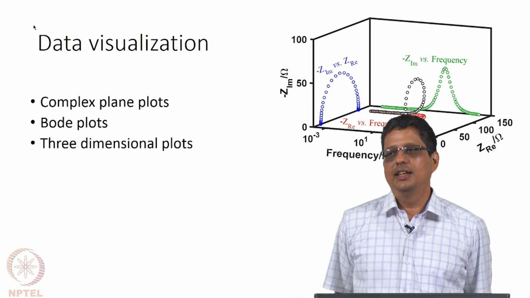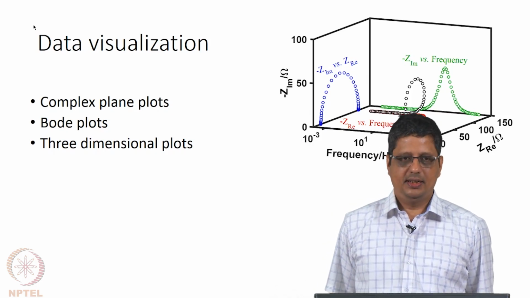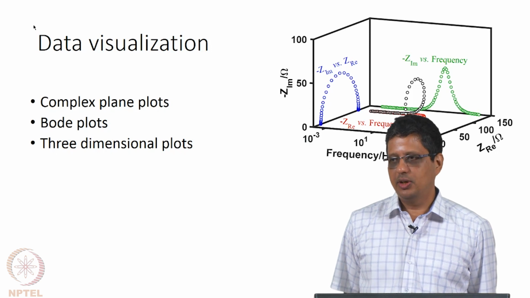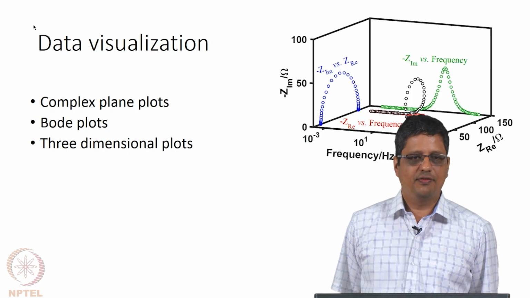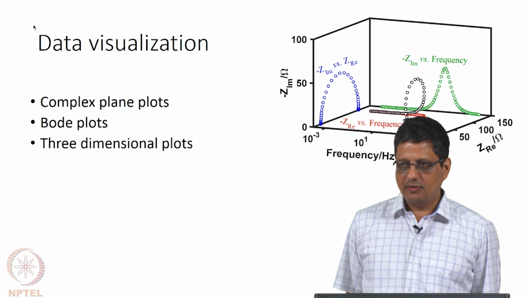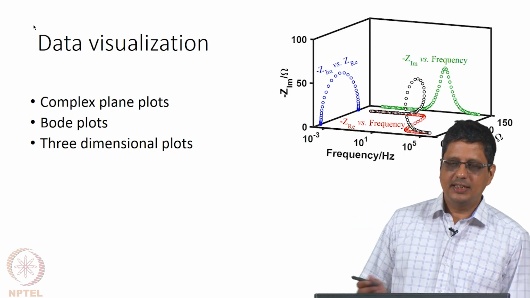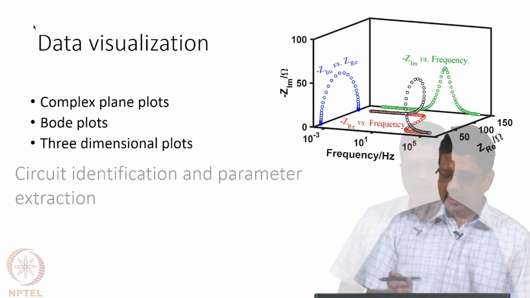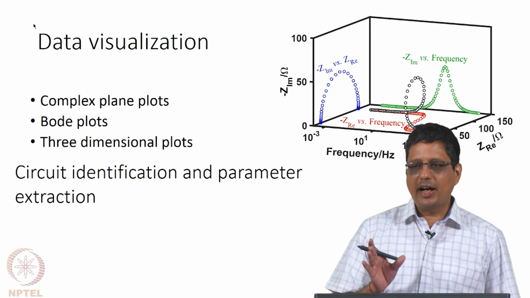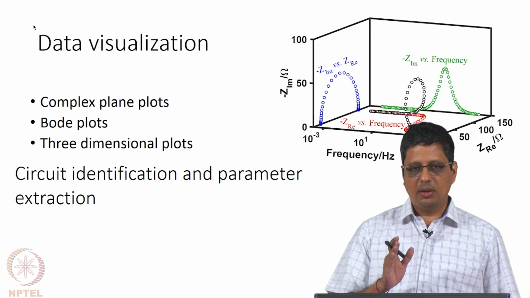Okay, what we saw earlier was that you can plot impedance as a Bode plot or as a Nyquist plot. Bode plot, where you show magnitude and phase as a function of frequency. Nyquist plot, where you show the imaginary part plotted versus the real part. Okay. Once you have data, can we identify which circuit will be suitable to model this?